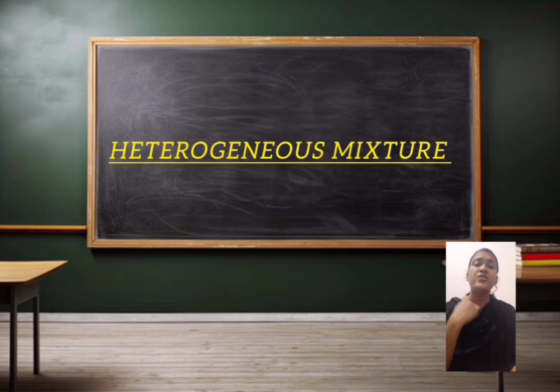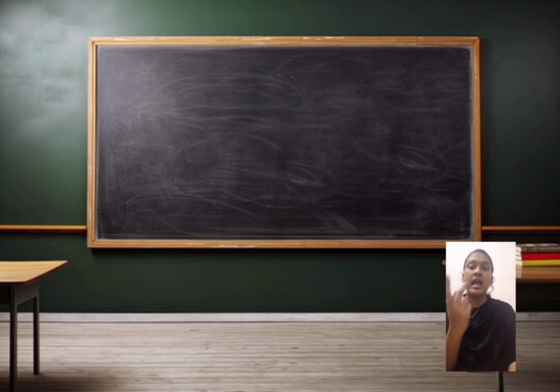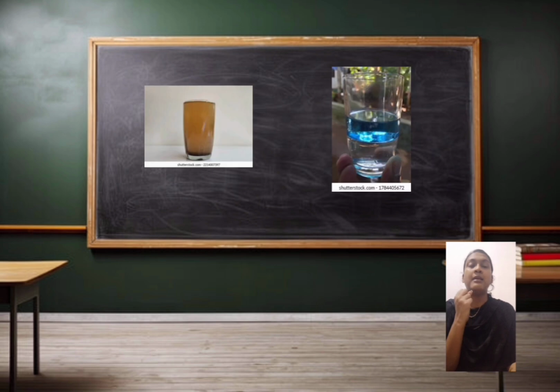Next we can see heterogeneous mixture. As earlier, by the name itself we can understand what a heterogeneous mixture is. Hetero means different. A heterogeneous mixture is a type of mixture where the composition of constituent particles is not same throughout that particular mixture. So it is the opposite of homogeneous mixture. Two examples are muddy water and a mixture of salt and sand, which are examples of heterogeneous mixtures.